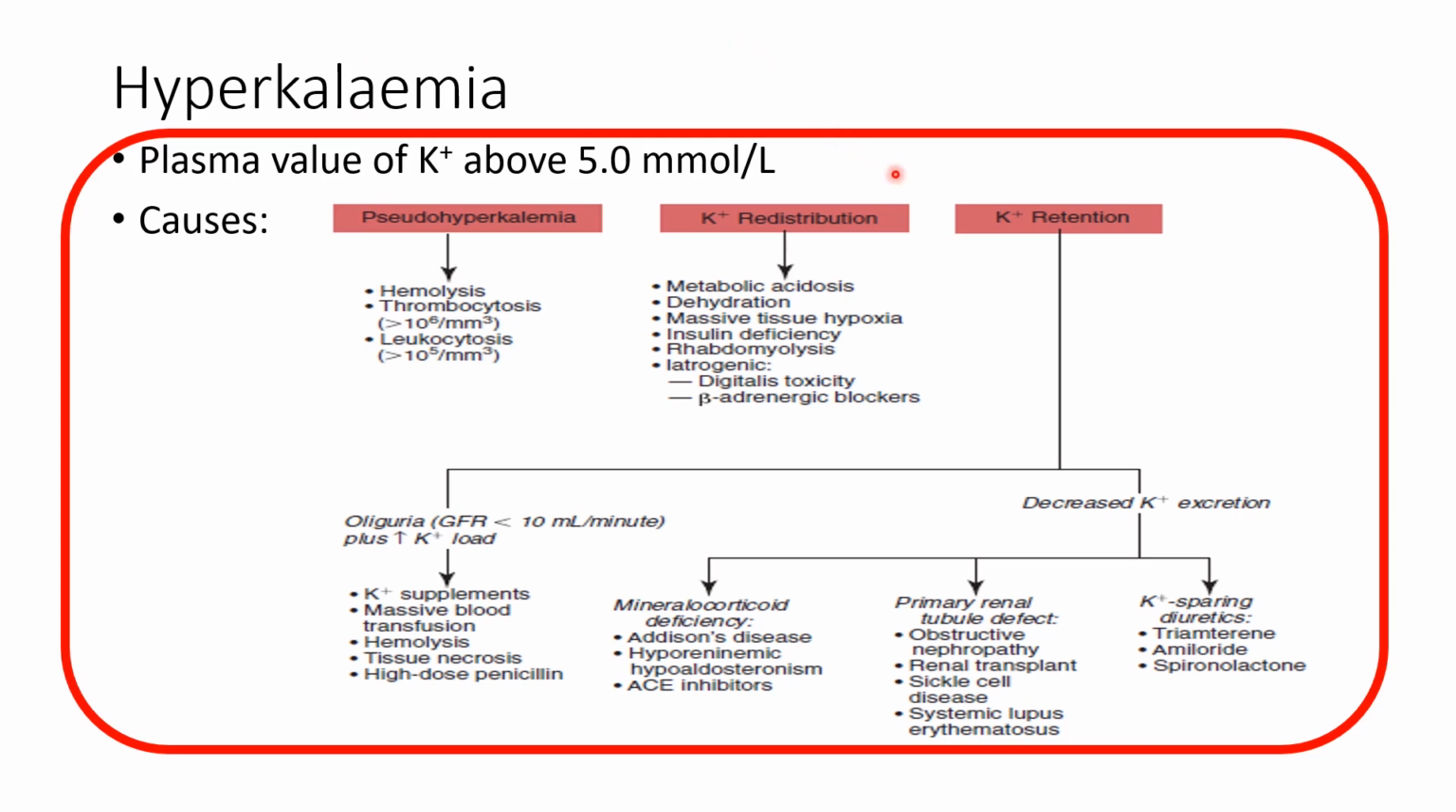With regards to potassium redistribution leading to hyperkalemia, some of the causes include metabolic acidosis, in which there is a reduction in cellular uptake of potassium, and there could also be a reversal of the activity of sodium-potassium ATPase. Other causes including dehydration, massive tissue hypoxia, and insulin deficiency have been explained in previous slides.